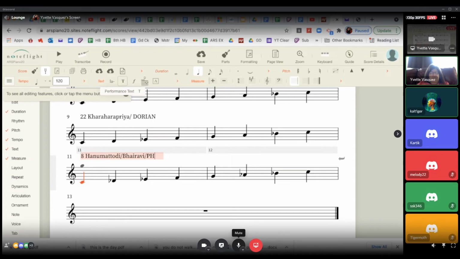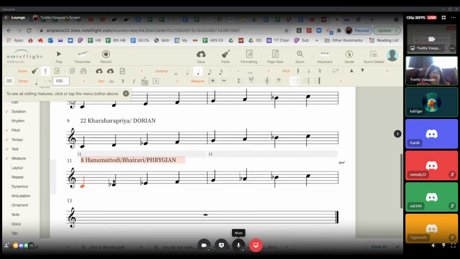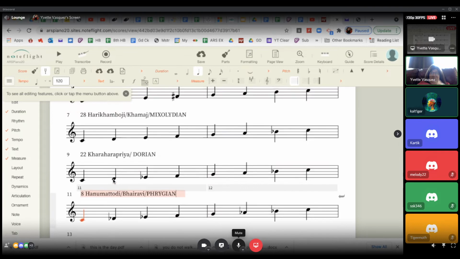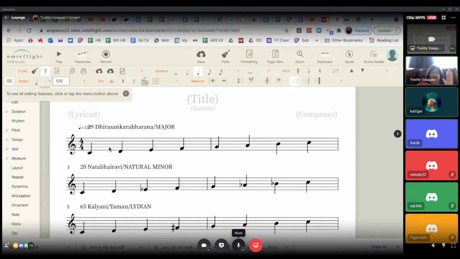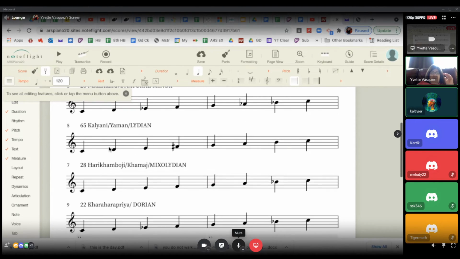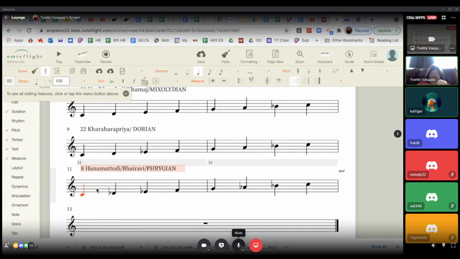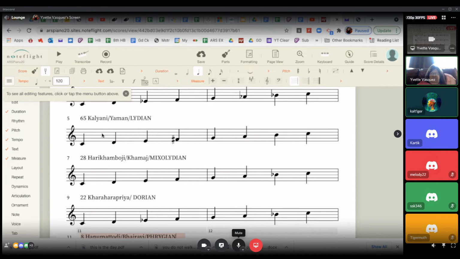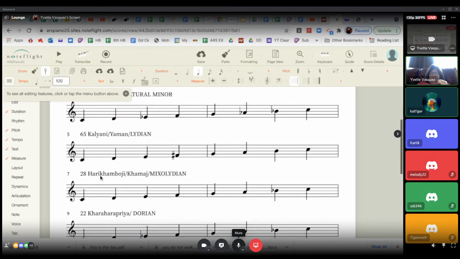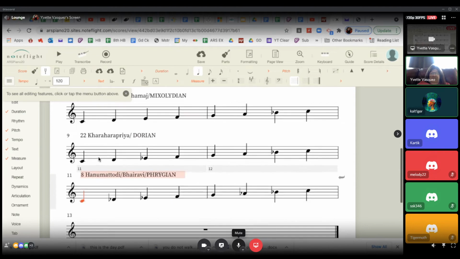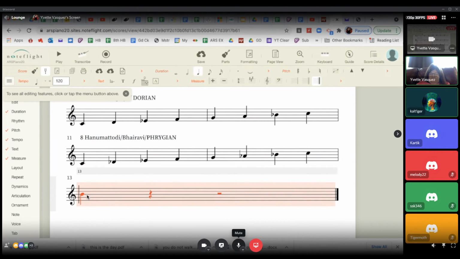Okay, and this is our Phrygian mode. So we've hit in the scale, and the way that we look at this is, so far we've done the major scale, the Dorian scale, the Phrygian scale, the Lydian scale, the Mixolydian scale, the natural minor scale, and the only one that we have left is the Locrian scale.